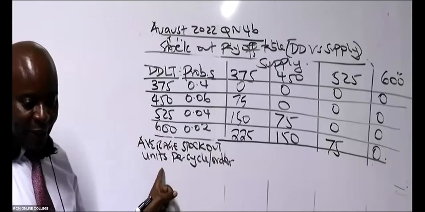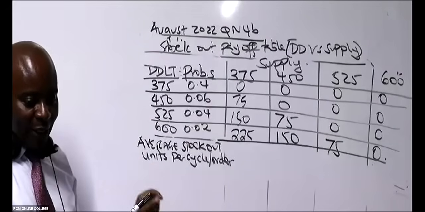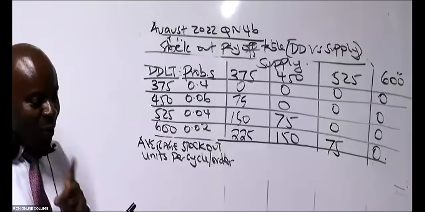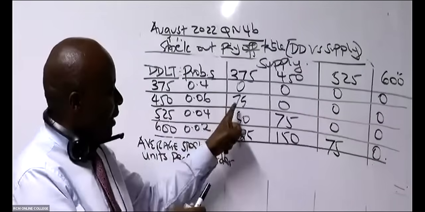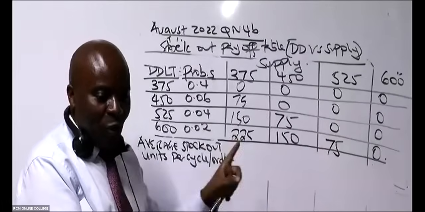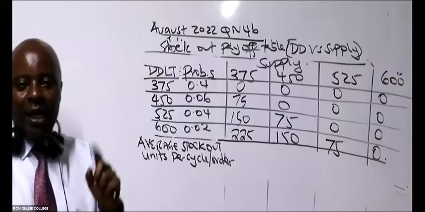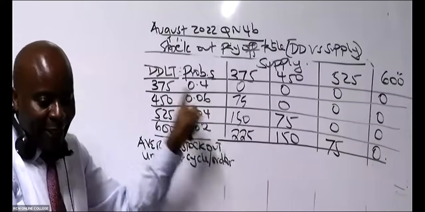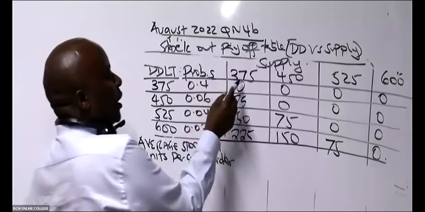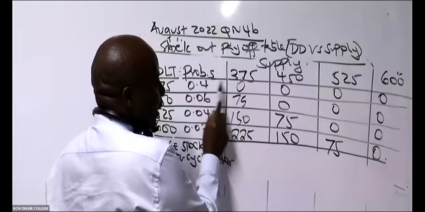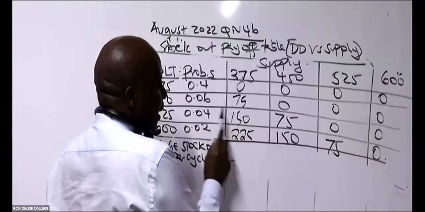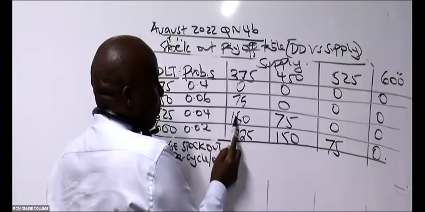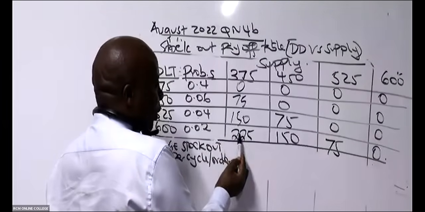And how do I get these figures? Already I can see Lavi has given me the figures. How do I get them? 450? I doubt. What Lavi has done, I think Lavi has added this plus this plus this. You forgot in this case the concept of weighting, where you multiply the figures with their corresponding probabilities. So for example, for this 375, I can see the stock outs times probabilities: 0 times 0.4 plus 75 times 0.06 plus 150 times 0.04 plus 225 times 0.02.